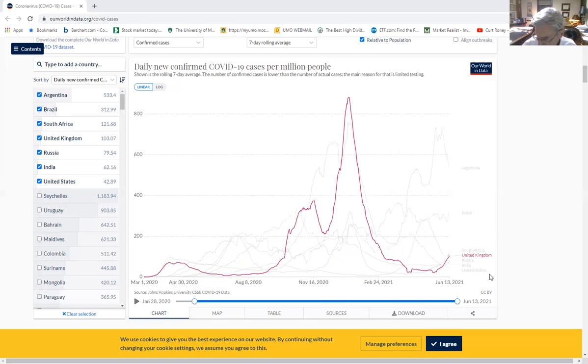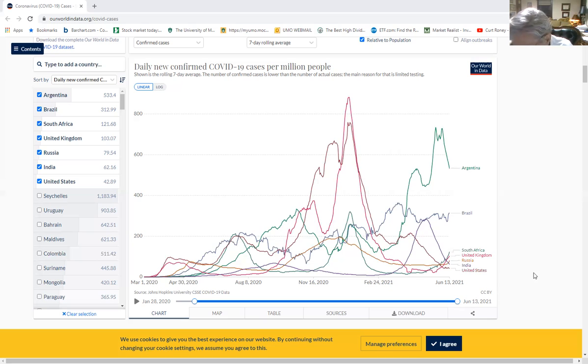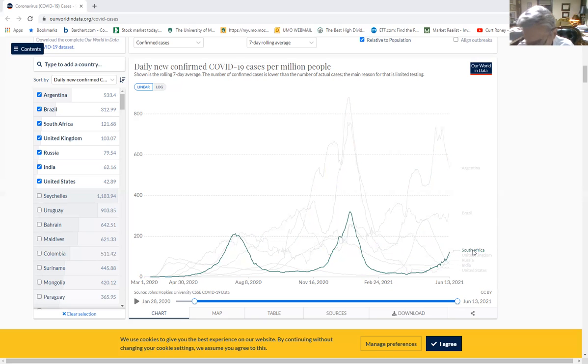Another one that bears looking at is South Africa. There we go. And we can see that South Africa was one of the early countries to register COVID. There was a big surge in August, things quieted down. And then around year end in January, another one. Now, if you look at the far right side of this chart, what do you see? You see what looks like another surge beginning.